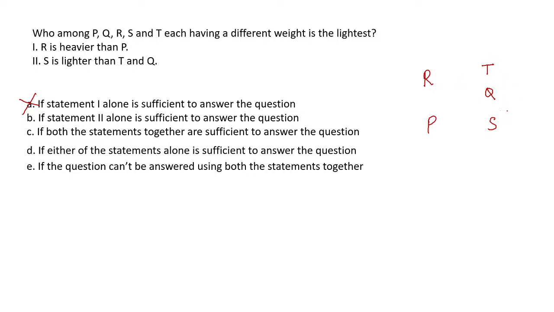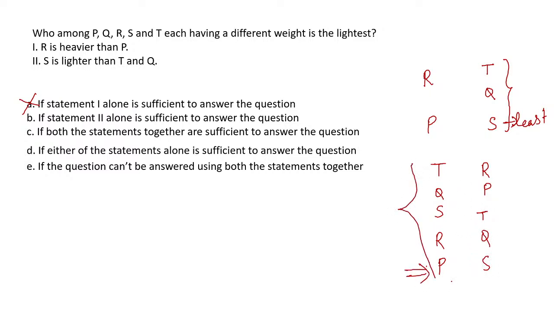S will be the least among these 3 people. Okay, S will be the least among PQS. But even now, I cannot say S is the lightest person, correct? Because we don't know. It might be like TQS RP or it might be like RP TQS. In these 2 cases, the lightest person's value differs. If it's this condition, then P is the answer. If this is the condition, then S is the answer. So second statement also is not useful. If I'm using both, then also it's not allowing me to get the answer.